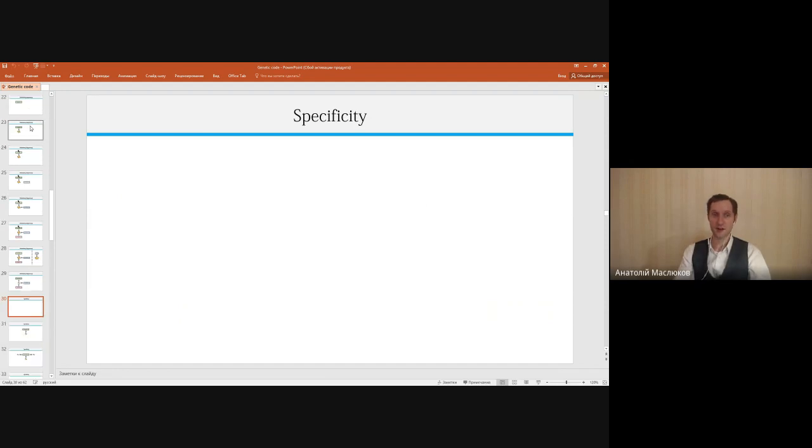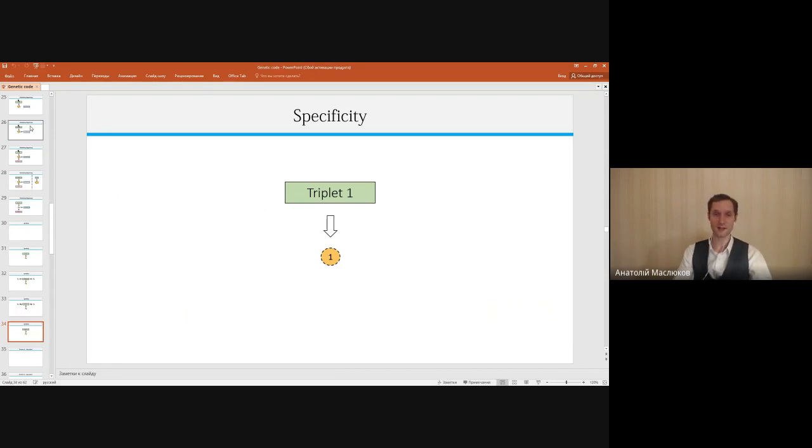Next property of genetic code is specificity. And again, we will come back to this simple illustration. I like simple illustrations because they help us to clarify complex ideas. So you see that one triplet gives us information about one amino acid in the protein. And specificity tells us that the situation described in this illustration, when one triplet gives us information about several different amino acids, is actually not possible.